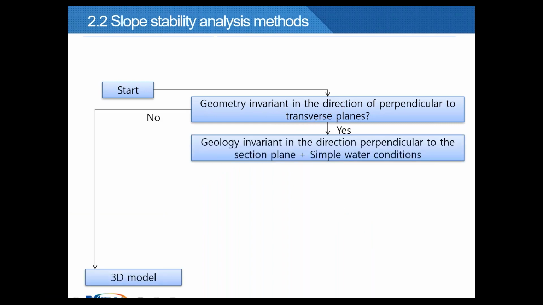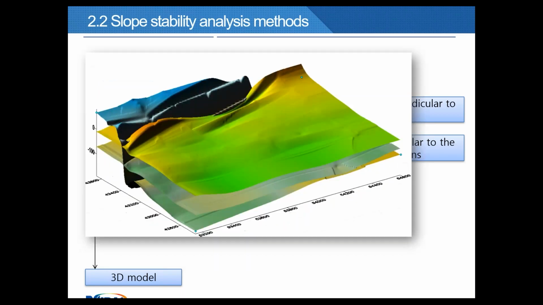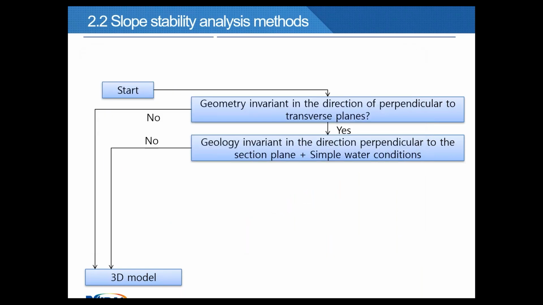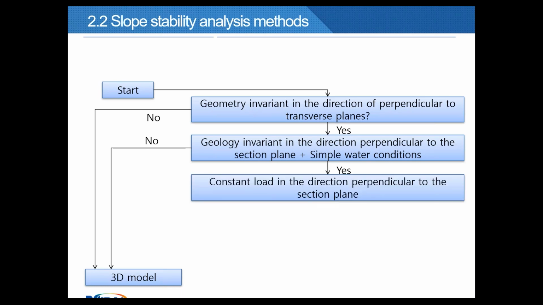Okay, so if no, 3D model. If yes, we should check if geology is invariant in the direction perpendicular to the section plane, and if simple water conditions exist. You can see here some complicated geological structure. If no, we should choose a 3D model. If yes, we should check if load is constant in the direction perpendicular to the section plane. If not constant, then 3D model. If yes, we should choose a 2D model.